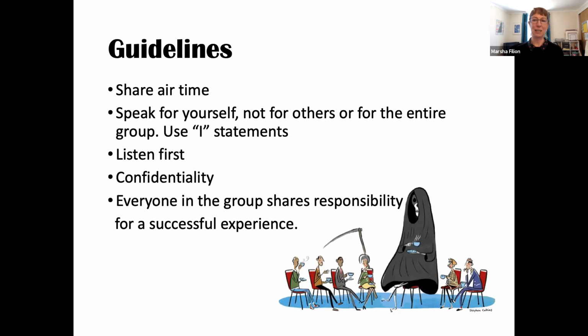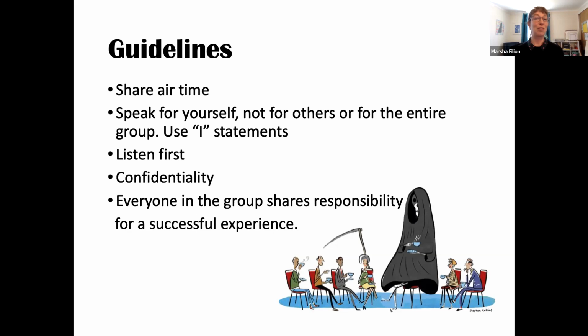What is said in Death Cafe stays in Death Cafe, even if you bump into someone on the street the next day. And this is a real key one. Everyone in the group shares responsibility for a successful experience. This is a participant-led discussion, and the onus is not on the facilitator, but on the participants to make sure that the conversation is happening.